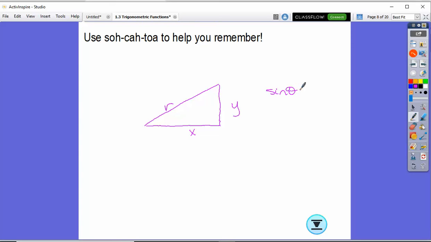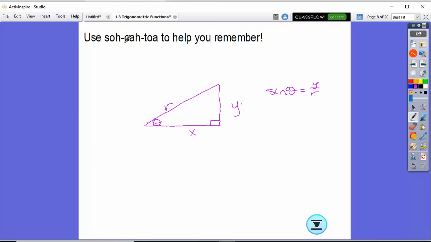So sine is opposite over hypotenuse. So from here, the opposite side is y. Hypotenuse is always r, so sine is y over r. Just another way to think about it. And which one did I say was the reciprocal of sine? Cosecant. An S and a C goes together.